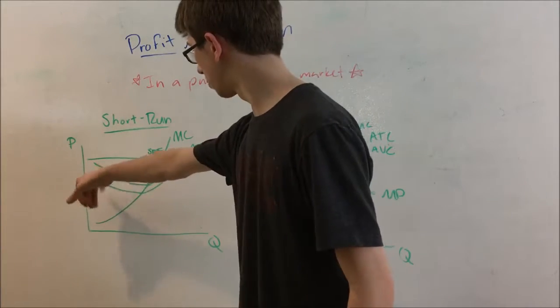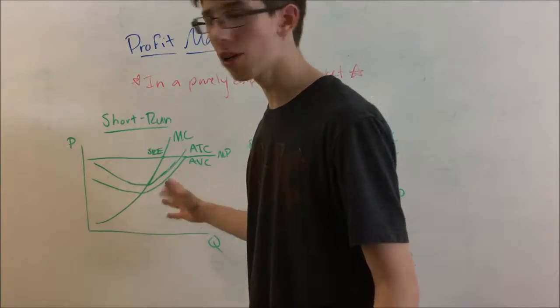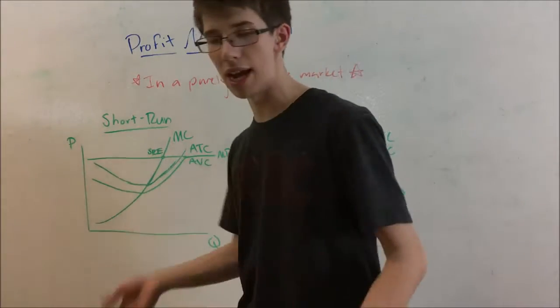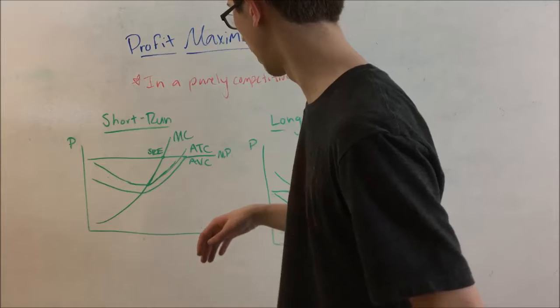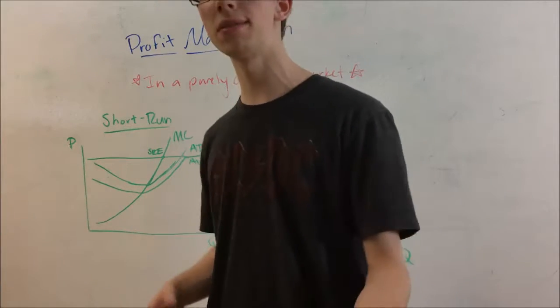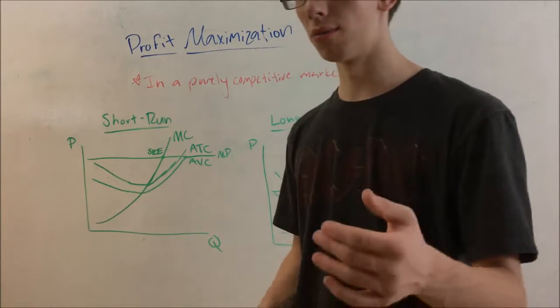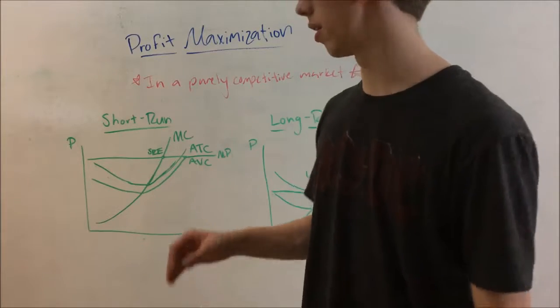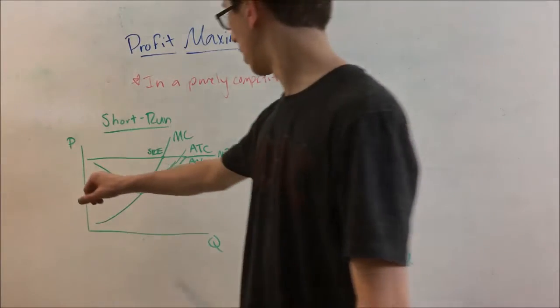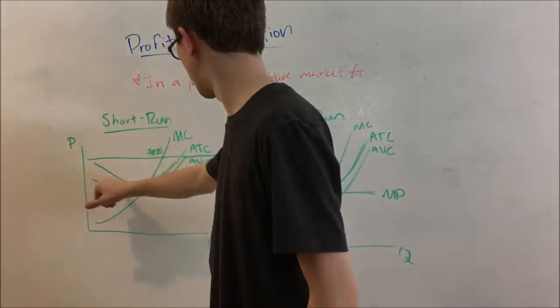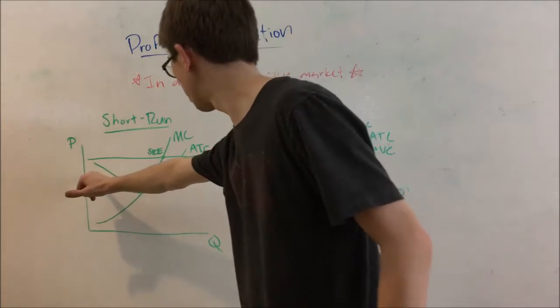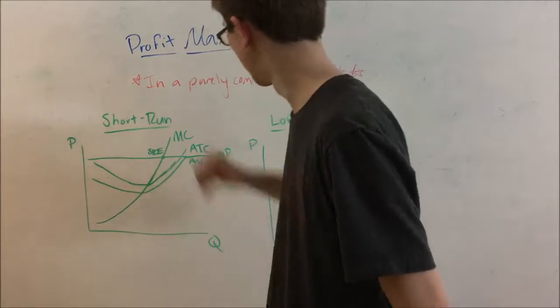So the vertical distance between the ATC and AVC curve is the AFC, which is the average fixed cost. The average fixed cost is just the TFC, the total fixed cost, which is always constant, divided by the quantity, which is always increasing. So the average fixed cost is always decreasing. That's the reason why the vertical space between these two graphs is always decreasing.